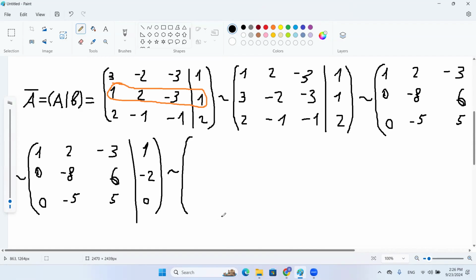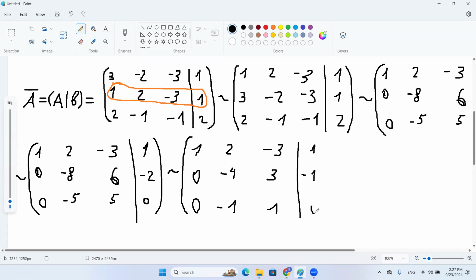Divide the second row by 2. Divide the second row by 2, and what else? And the third one by 5. Yeah, correct. So just to simplify our calculations. So here we have minus 4, 3, minus 2, and here minus 1, 1, 0.